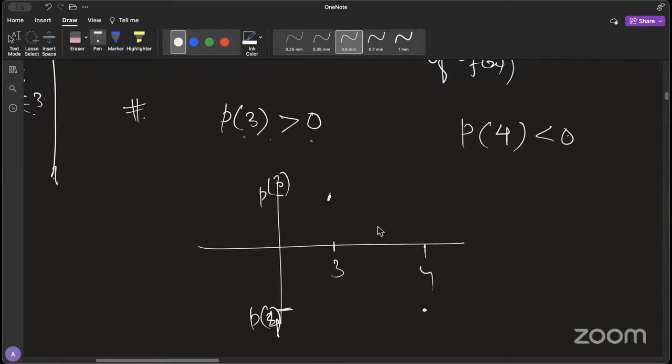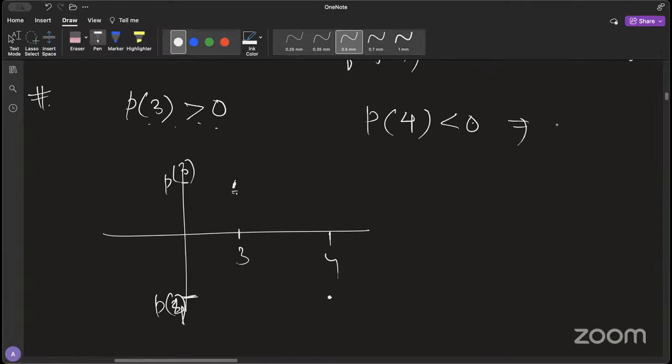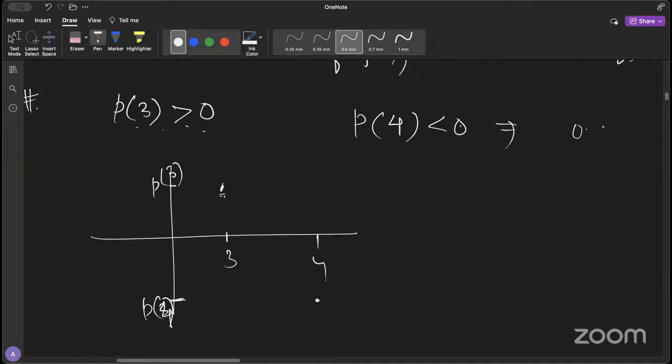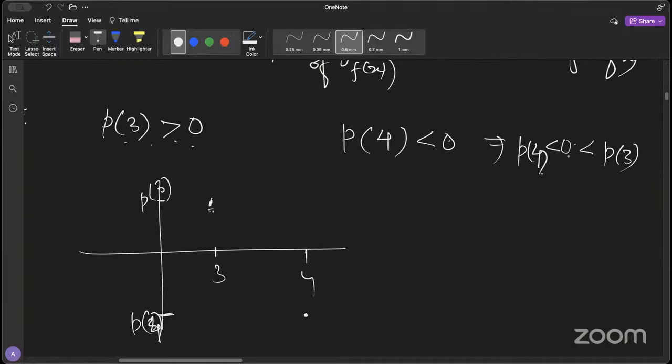Then what should be the consequence according to that theorem? This height is positive, this height is negative, and 0 lies between them. So if P3 is positive, this should mean that 0 lies between P3 and P4, right? And we discussed that if there is a number which lies between 2 points in the range, P4 is in the range, P3 is in the range.